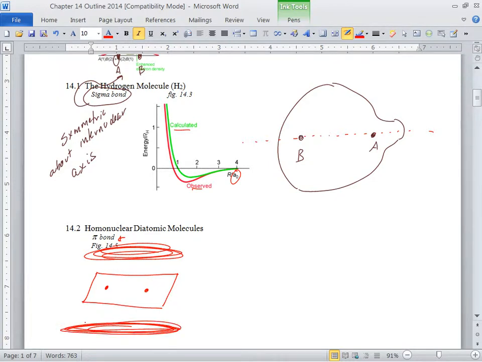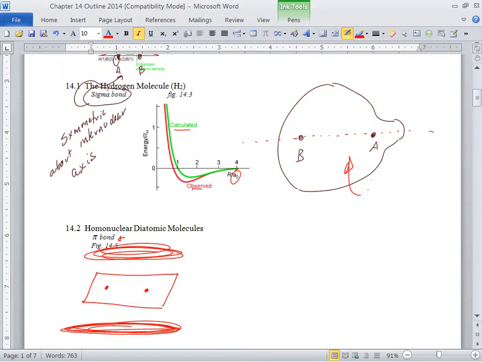See what I'm trying to draw? I'm trying to draw that this rectangle's a plane. It's supposed to be a plane, right? Think of this as a sheet of paper. And here's atom A and atom B, they're nuclei. So now it's not at all like this thing, right?